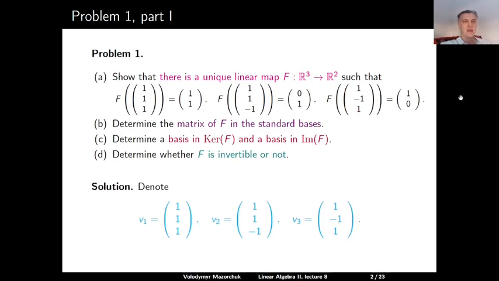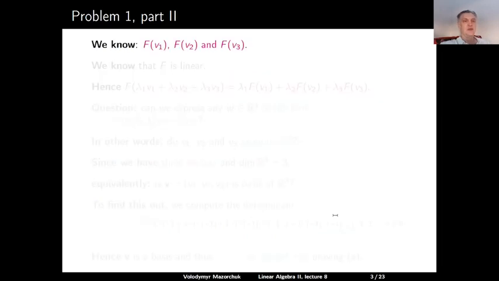Solution. Let us denote by V1 the vector (1, 1, 1), by V2 the vector (1, 1, -1), and by V3 the vector (1, -1, 1). So our map F is defined by its values on these three vectors. In other words, we know the values F(V1), F(V2), and F(V3).